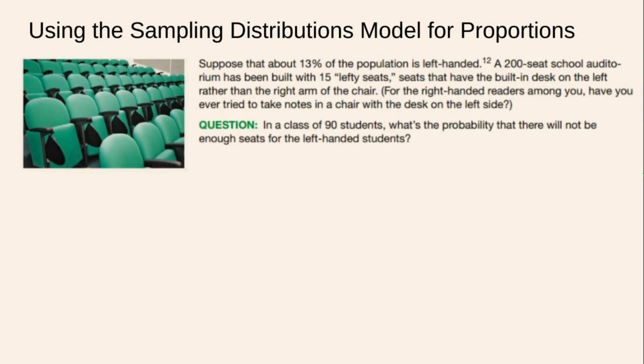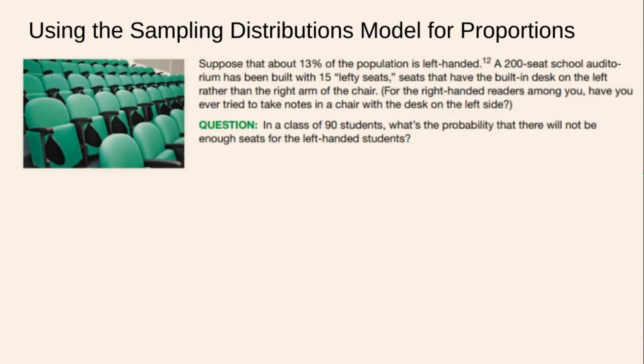A 200-seat school auditorium has been built with 15 lefty seats. Some of you might not have known that these exist. Seats that have the built-in desk on the left rather than the right arm of the chair. And for left-handed readers among you, our textbook writers observe, have you ever tried to take notes in a chair with the desk on the left side? It's a little tricky. In a class of 90 students, what is the probability that there will not be enough seats for the left-handed students? This is a question that we can answer using our technique.